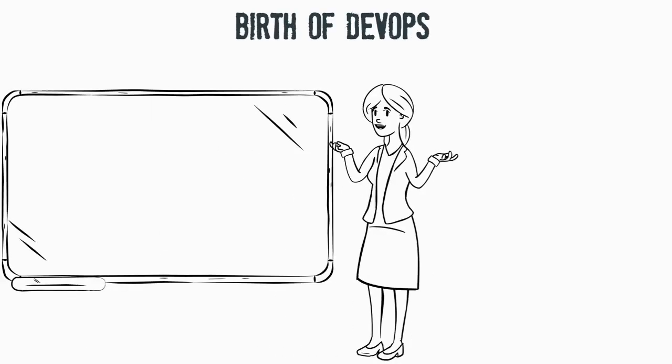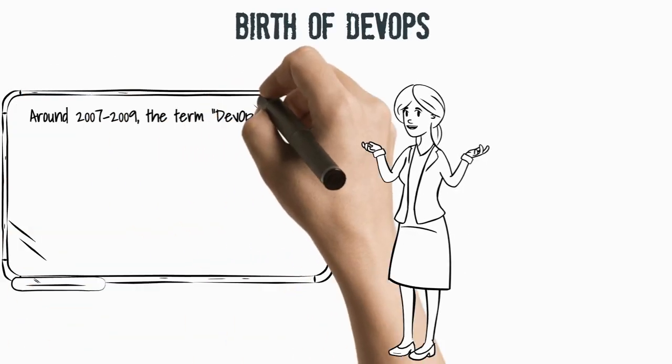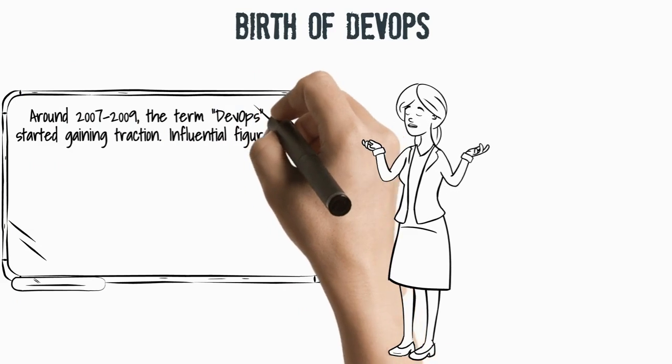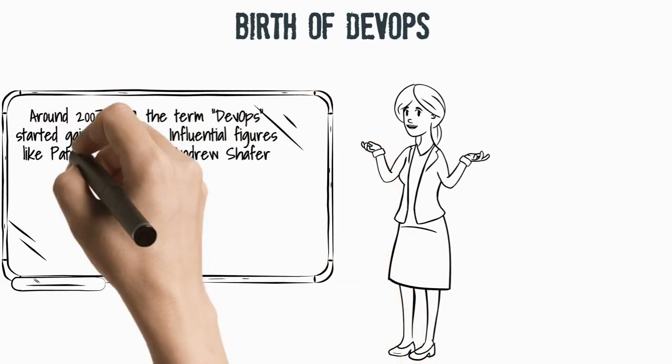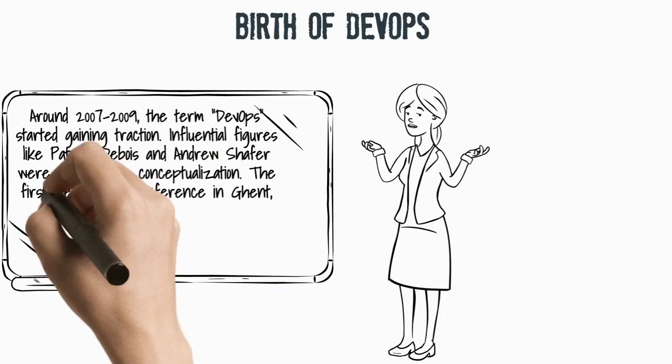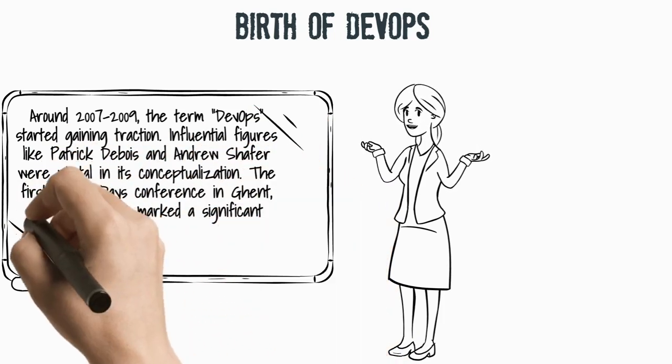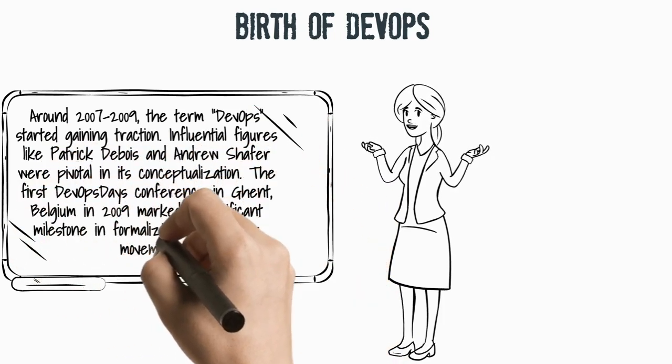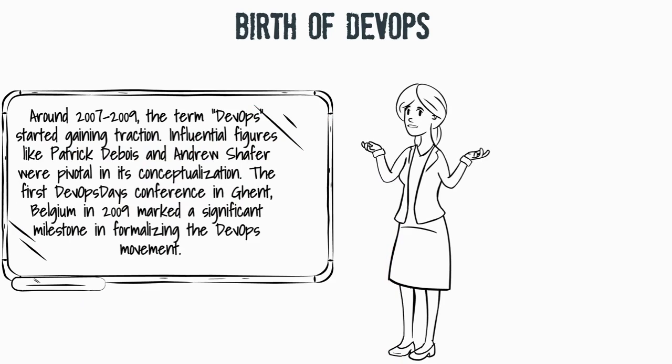Birth of DevOps. Around 2007 to 2009, the term DevOps started gaining traction. Influential figures like Patrick Du Bois and Andrew Schaefer were pivotal in its conceptualization. The first DevOps Days conference in Ghent, Belgium in 2009 marked a significant milestone in formalizing the DevOps movement.